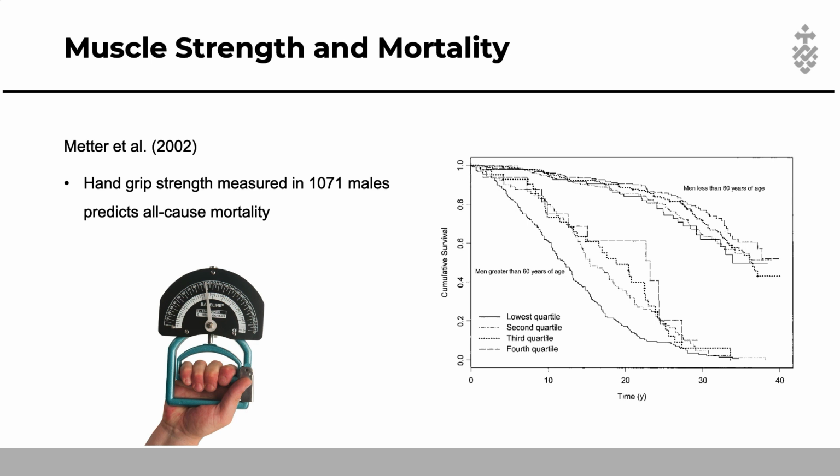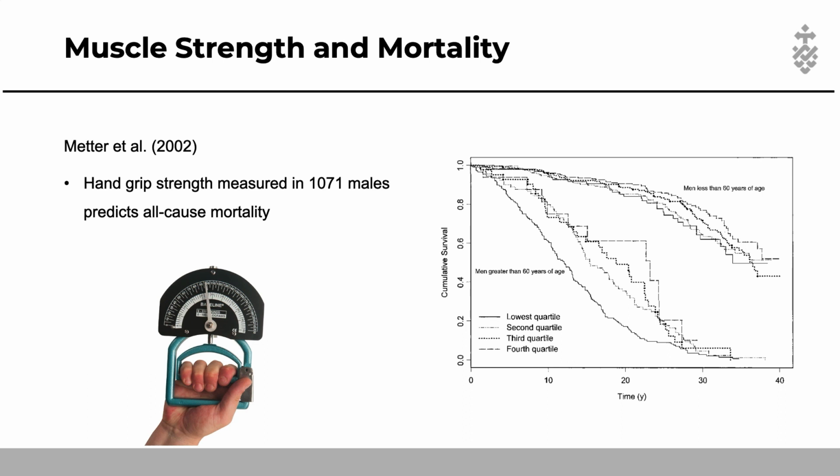Now, muscle strength, even if we look at grip strength, so you can see in that picture there an example of someone measuring their grip strength. Grip strength is predictive of all-cause mortality. Now, for me, it's hard to get my head around how grip strength can predict my chance of survival in life. It just seems so trivial, but it can.